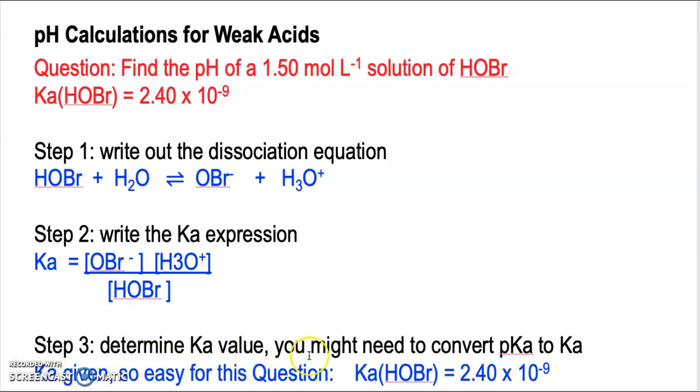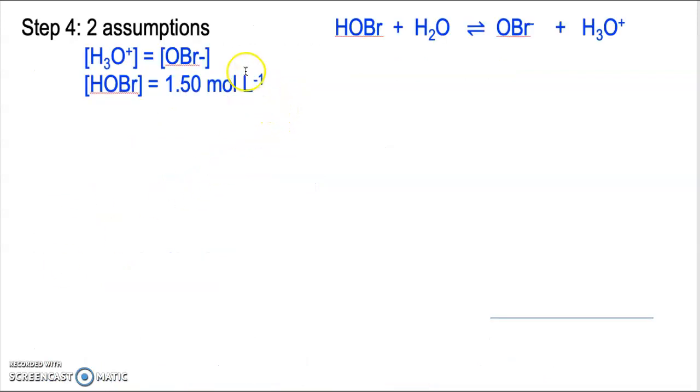Now in this question, they've given the Ka to us. Sometimes you're going to get given the pKa, so you'd need to use the inverse log of your pKa to get that Ka value. Moving along, so the assumptions are that the H3O plus is equal to the OBr minus, and our acid concentration at equilibrium is still going to be 1.50 moles per litre.